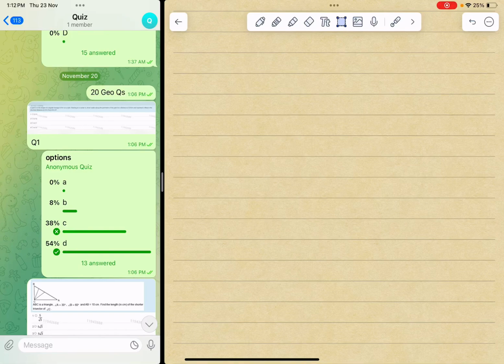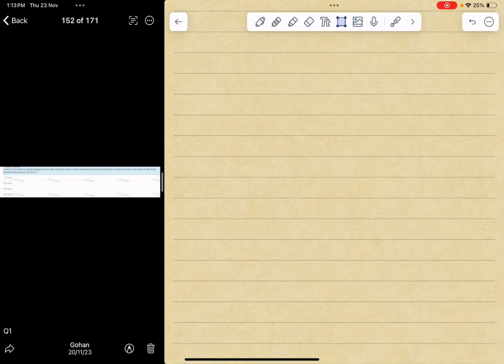Okay, so let us go through these 20 geometry questions. Question number 1: a park is in the shape of a regular hexagon, 8 kilometers on a side. Starting at a corner A, Aman walks a perimeter distance of 20 and reaches B. What is the shortest distance?